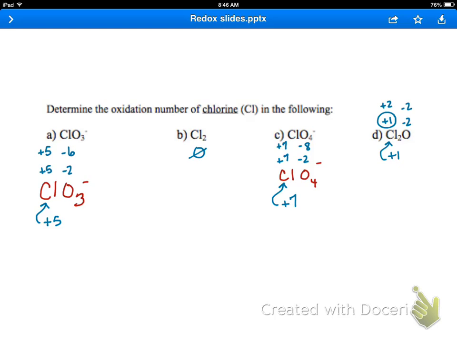Okay, just a couple things to note. Chlorine, because it's by itself, is always going to be 0. ClO3 has an overall charge of -1, so we have to use that in our totals to figure out the oxidation number of chlorine, which is +5. Then same thing over here, chlorine's going to be +7. And in this case, the overall charge is 0, so we're going to use oxygen to figure out that the oxidation number of chlorine is going to be +1. So notice chlorine can really change a lot depending on how many oxygens it is with.